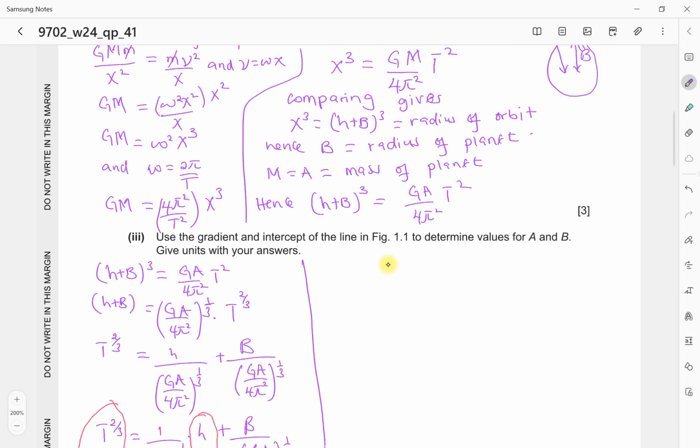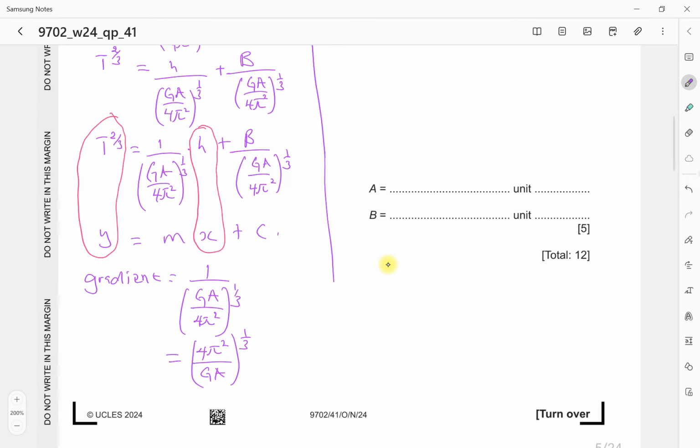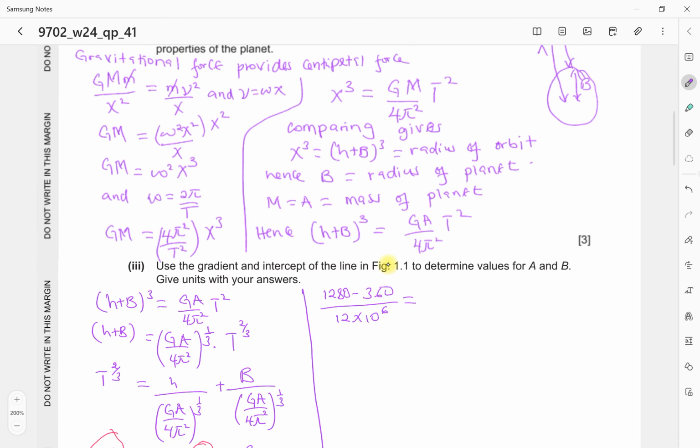So the gradient is going to be 1280 minus 360 divided by 12 minus 0. So that is just 12, times 10 to the power of 6. It should be equal to 4 pi squared over GA. Remember, G is the gravitational constant, which is 6.67 times 10 to the power of minus 11, and A was the mass of the planet, which we are trying to find. So we have only one unknown here.